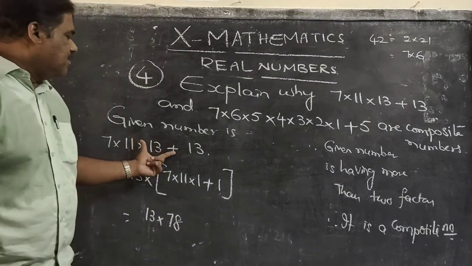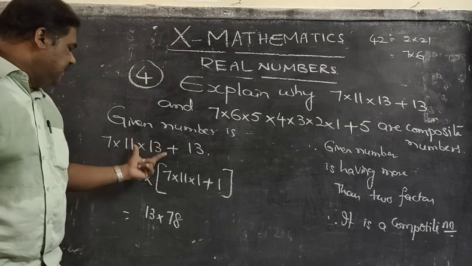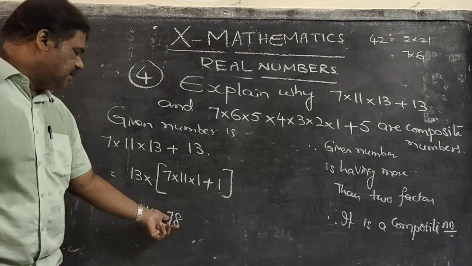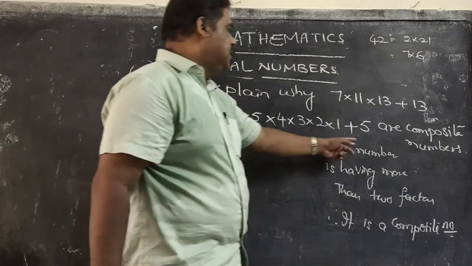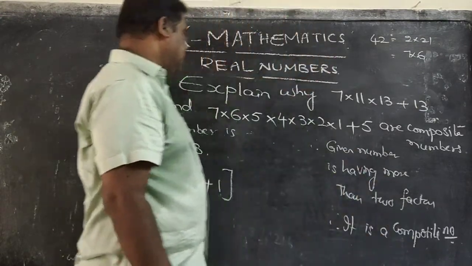A number is a prime number if it has only 2 factors, 1 and itself. But here it is having more than 2 factors. 13 into 78, other 2 factors we got. Therefore, the given number is having more than 2 factors. So it is a composite number, not a prime number.